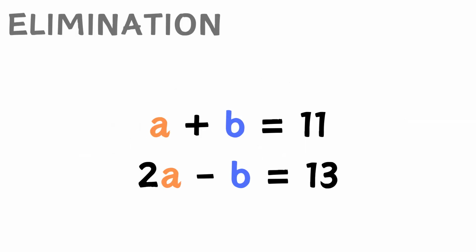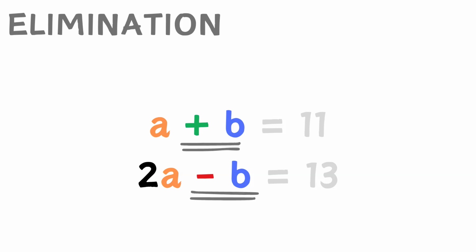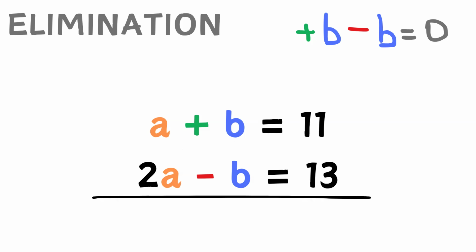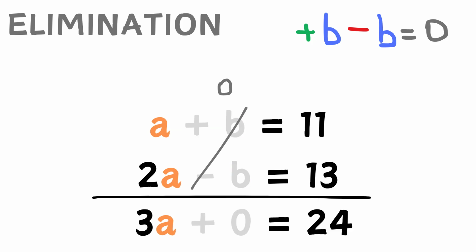Another method we could use to find terms is called elimination. Let's use two new equations. Notice that our variables a and b are both on the left side of their equations, and also notice that one equation has positive b and another has negative b. b minus b is 0. Elimination allows us to combine these two equations together. So we can just add the stuff on the left together and the stuff on the right together.